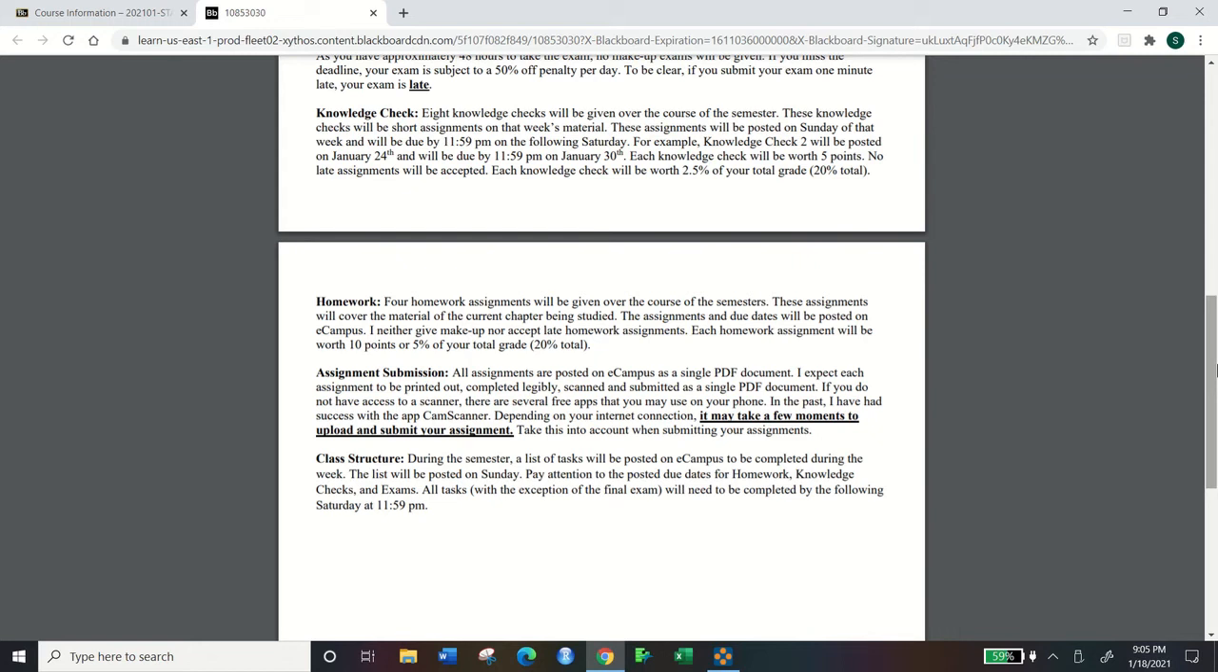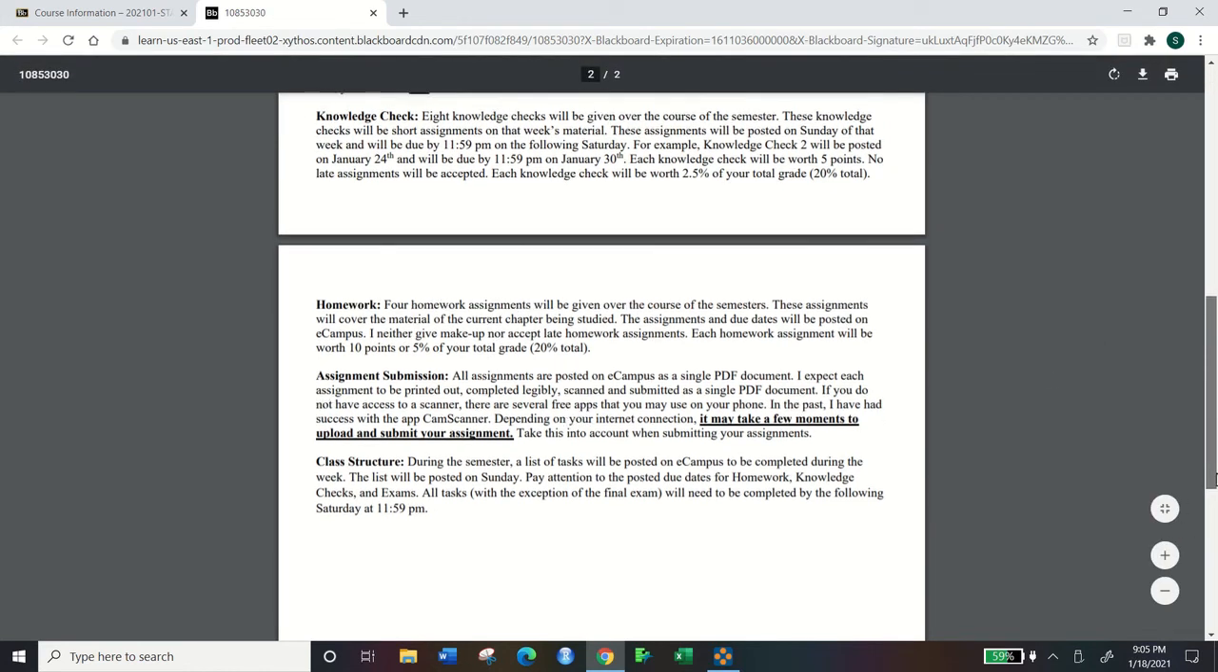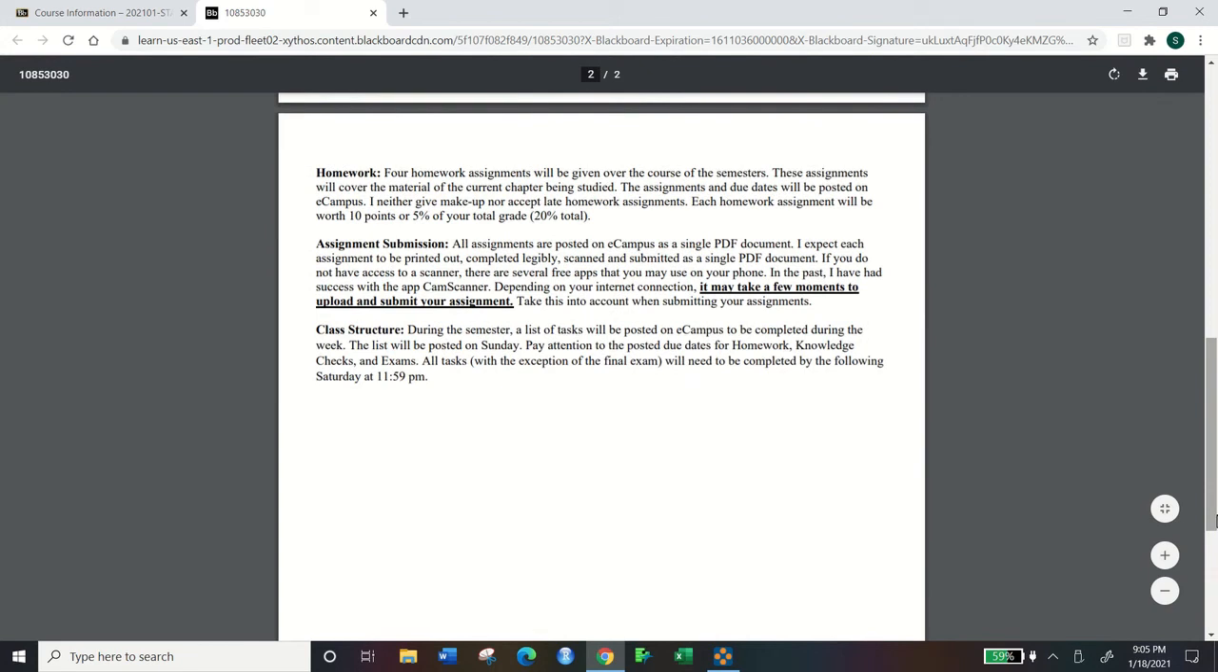So if you're one of those people who likes to live dangerously and try to submit something at 11:58, well, remember, if you're having a slow internet day, then you might accidentally submit your assignment past the due date. Do not live on the edge. Submit your assignment with plenty of time.